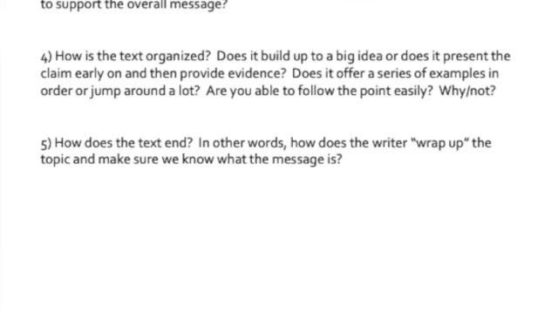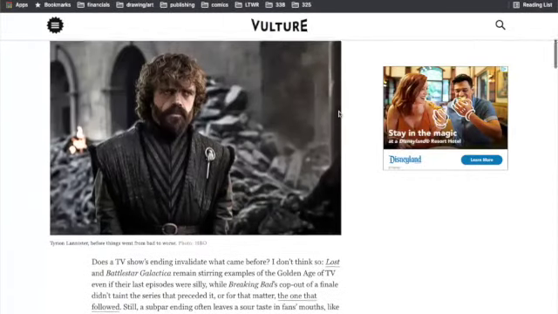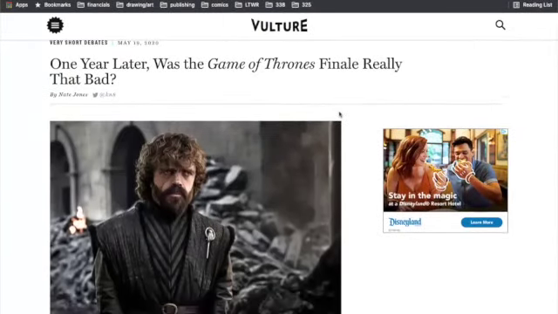And how does it end? We looked at how does it begin? Well, how does it end? How does the writer wrap up what they're saying? The beginning and ending are especially important parts of any given text. So I'm going to use that set of questions that I just talked about to analyze the text that I had you all read at the beginning of this lesson.